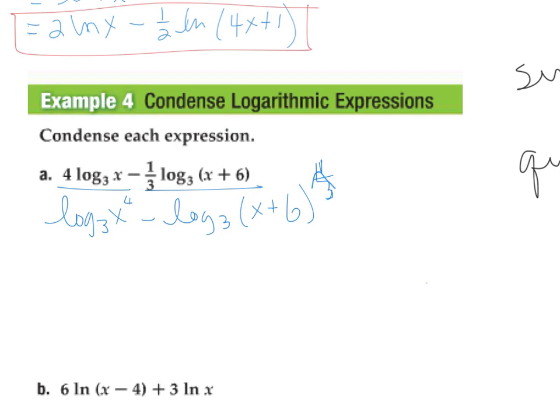And then since I have like bases, I have log base 3 for both of those. Since I have subtraction, it can be written as a quotient. So now I'm going to just write log base 3, and then I'll have x to the 4th in the numerator, and in the denominator, I'm not going to leave that the 1/3 power. I'm going to write that as the cube root of x plus 6. And that's it. That's my answer there.